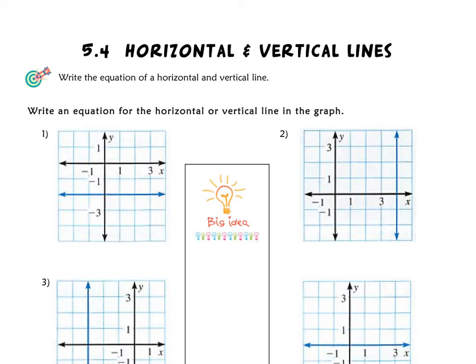Since Chapter 5 talks about the idea of writing equations of lines, we would be remiss if we did not talk about the idea of writing the equation for a horizontal or a vertical line. We did do a little bit of this in Chapter 4, so this is just going to be a quick refresher.